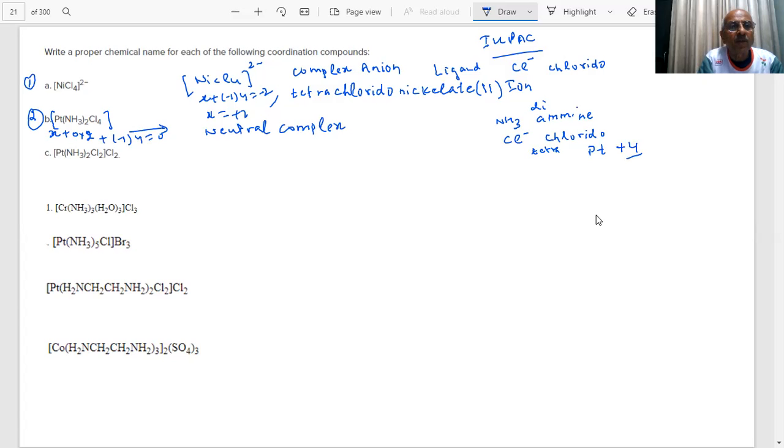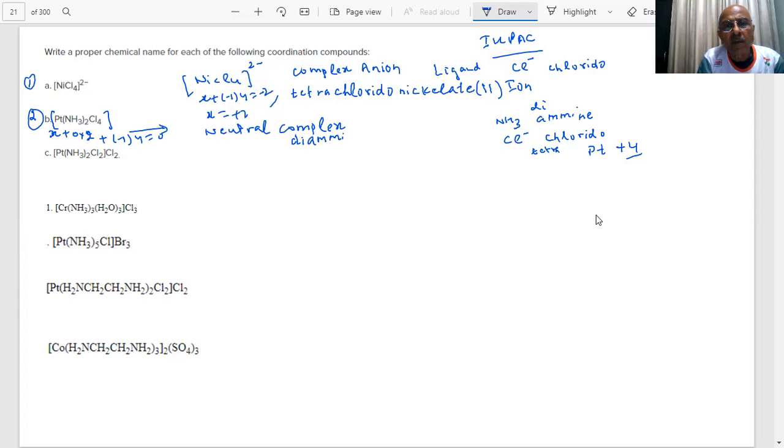What is the value? X will be +4. Neutral complex. Which will be named first, amine or chlorido? Alphabetically, A, sir. What will then be the IUPAC name of this compound? In the exam, what will I write?